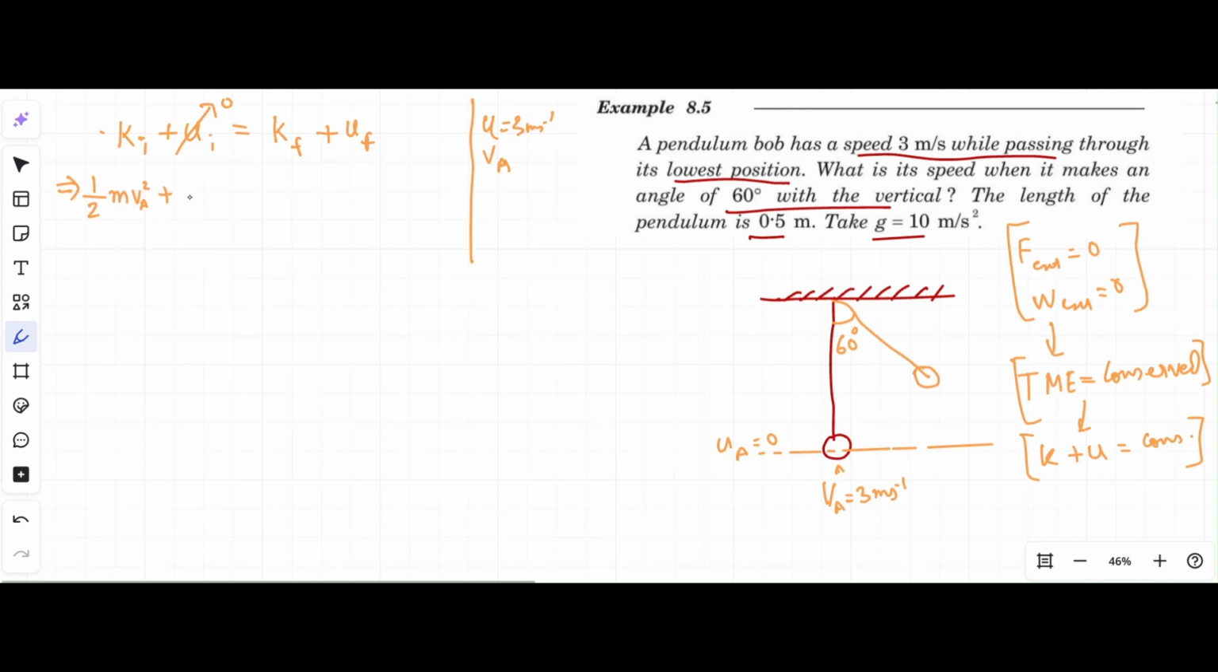It is 0 here, equals kinetic energy final. So here it will have some velocity, say vB, so it will be half m vB square plus the potential energy, which is mgh. It has gained some height, but what is that height? We will have to calculate that. How do we calculate that?